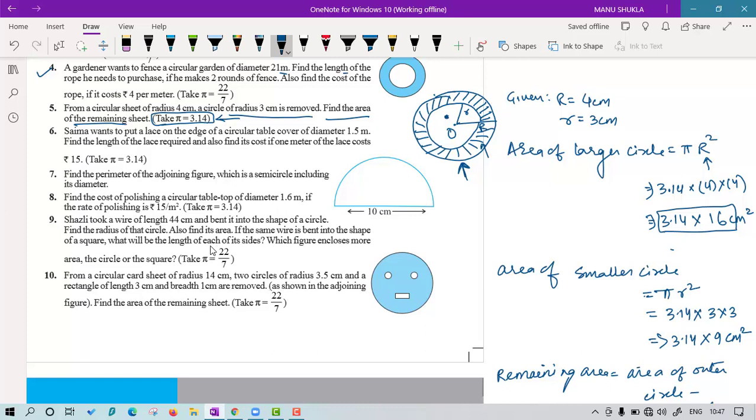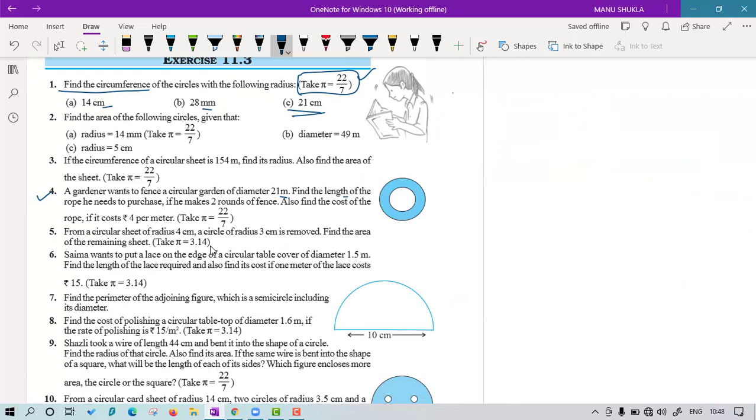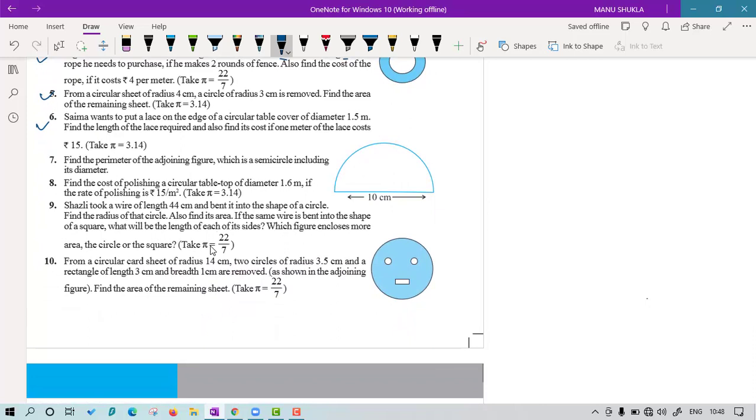Now question number 6. Before question number 6, let me erase this. Now question number 5. From a circular sheet of radius 4 centimeter. Okay, fifth is done. 6.1. Saima wants to put a lace on the edge of a circular table cover. So there is a circular table type of thing on which there is a cover kept like this. She wants to put something on the edges. So I think she is talking about circumference. Okay, table cover is there, fine.